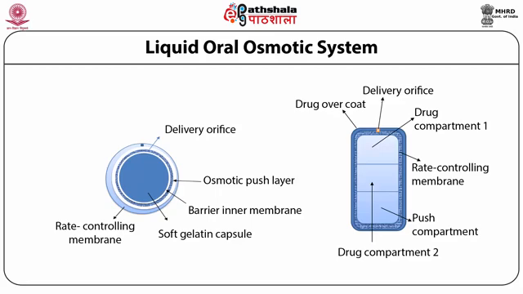In the other structure you can see it's the same kind of structure. There are two compartments, compartment 1 and compartment 2. Compartment 1 is a drug compartment, and compartment 2 is another drug compartment, so two drugs which are separated, and the third compartment is the push compartment. At the top is the delivery orifice, covered with a drug overcoat, and then a rate limiting membrane is there.